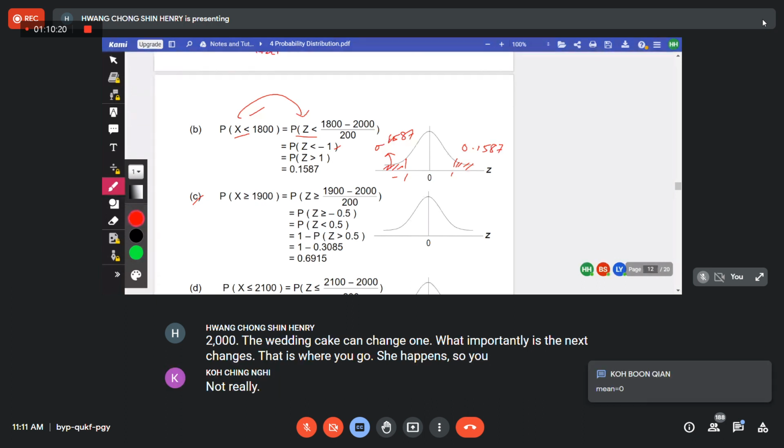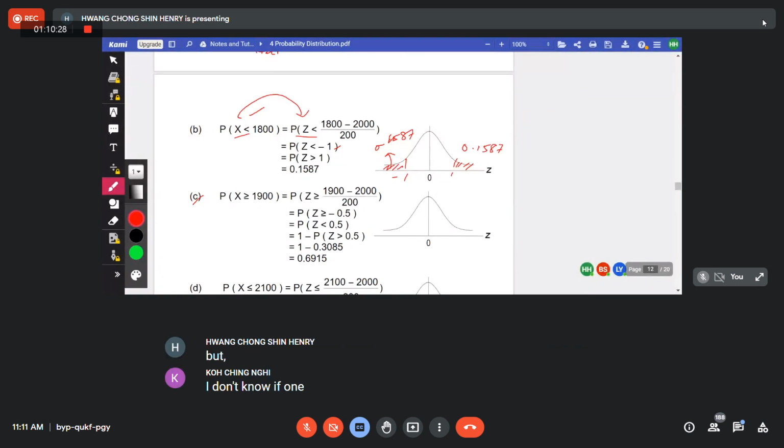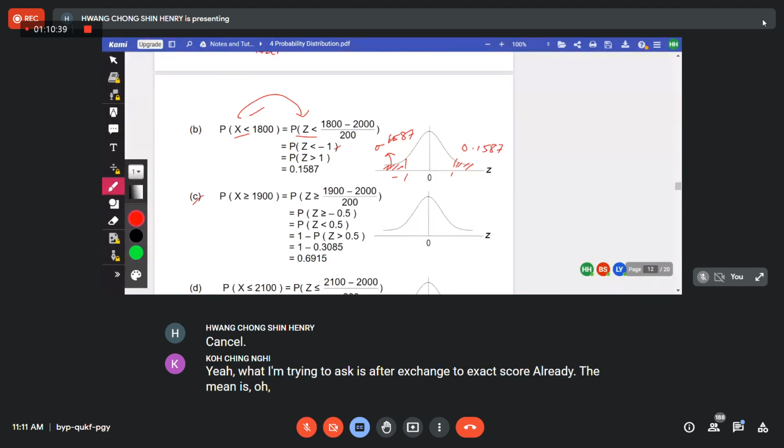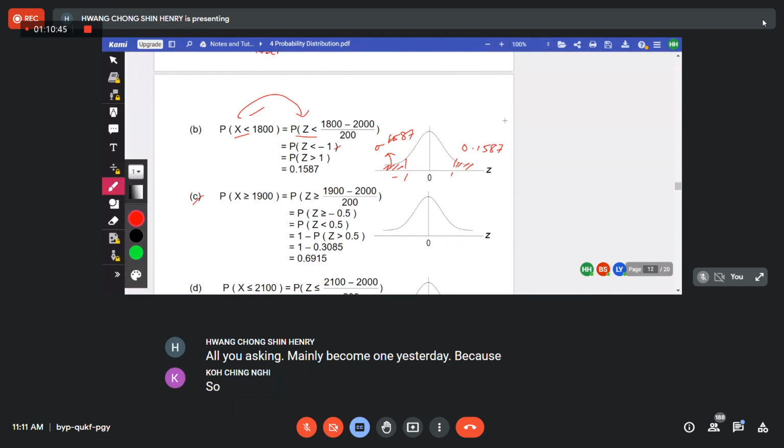Not really. I get the part that you're trying to explain, but you write positive 1 or equal to 1? No. The positive one is actually a mistake. What I'm trying to ask is, after x changed to z score already, the mean is zero. Oh, you're asking whether the mean will become 1. Yes, sir. So mean is 1 or 0? Mean is 0. Standard deviation is 1.